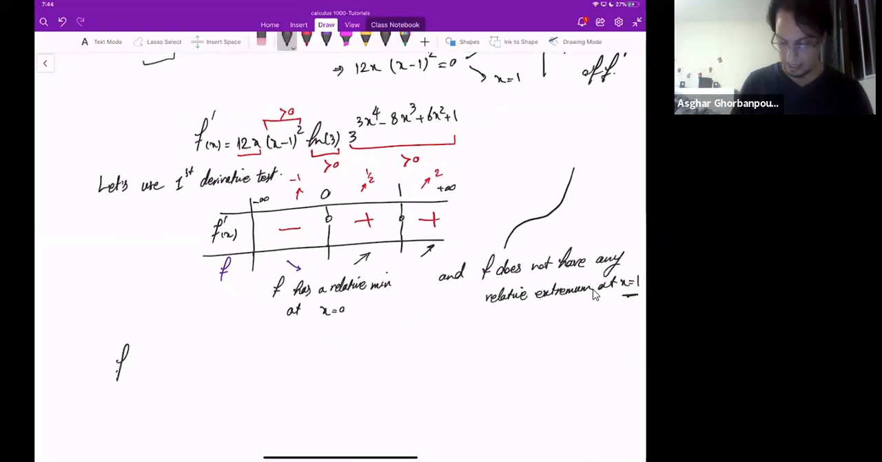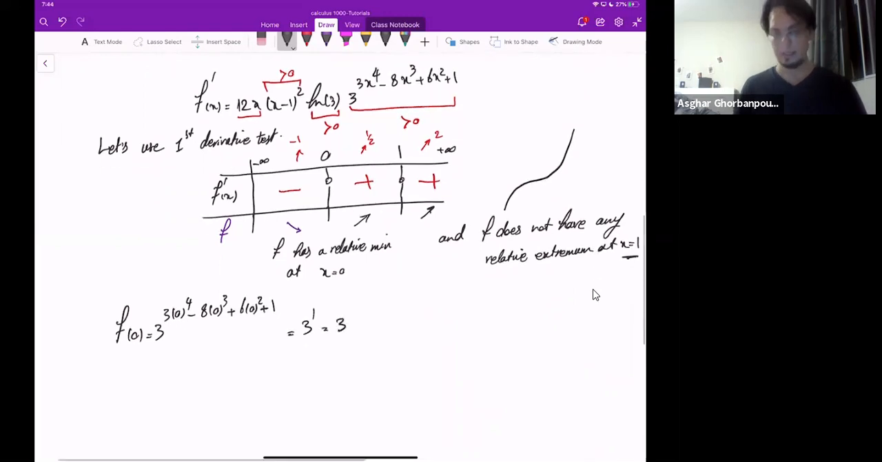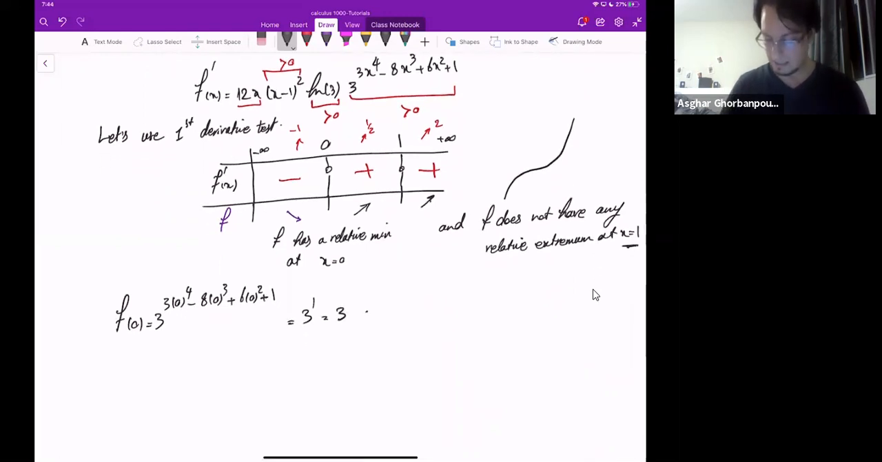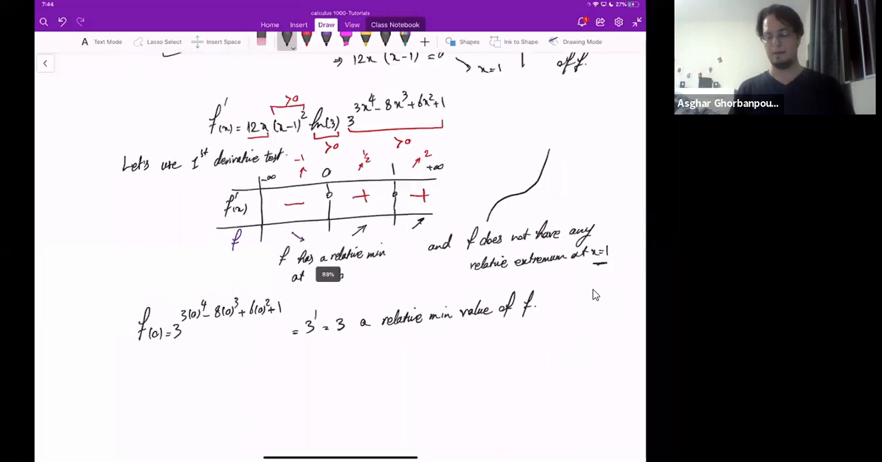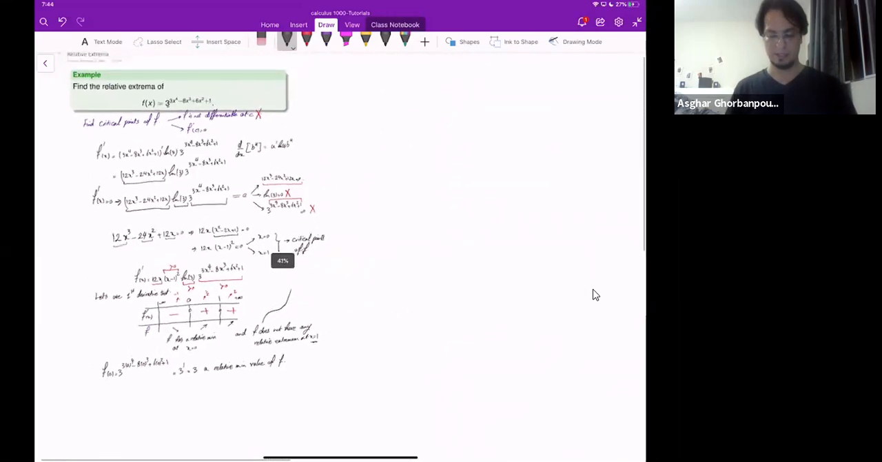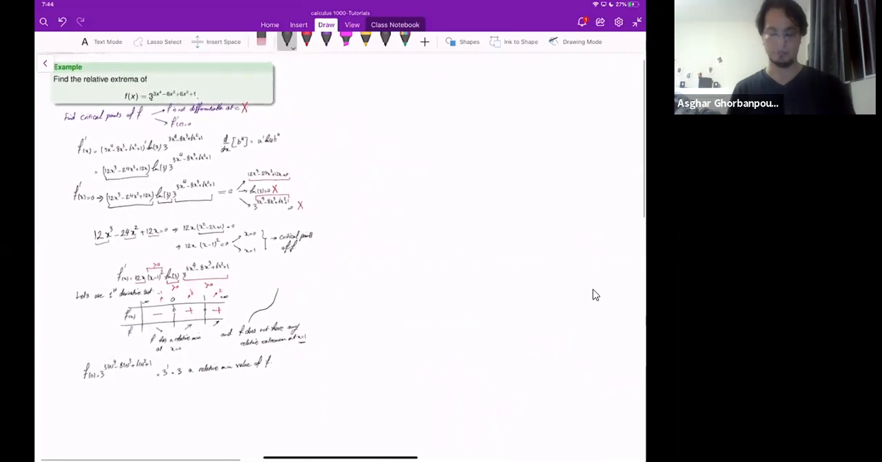Well, how about the value? Okay, so f at 0 is 3 to the power of 3 times 0 to the power 4, minus 8 times 0 to the power 3, plus 6 times 0 to the power 2, plus 1. This is 3 to the power 1, and that is 3. So this is a relative min value of f. That finishes what we were trying to do here.